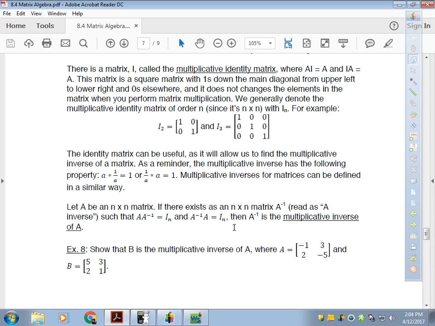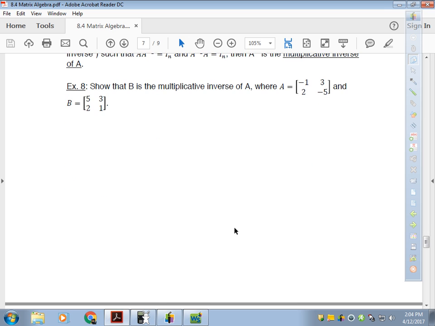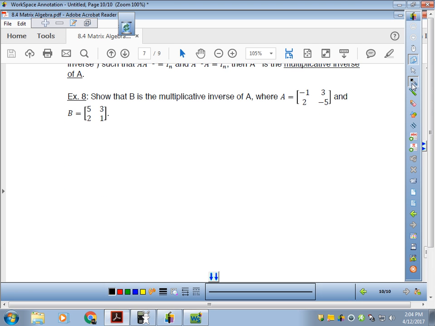Okay. So what we're going to do here in example 8 is we're going to show that two matrices are inverses of each other by multiplying them together. Okay. So we're going to take A times B, and we're going to multiply these things together. Now, A is a 2 by 2, B is a 2 by 2. They have the same dimensions here, so that's okay. So our answer is going to also be a 2 by 2.